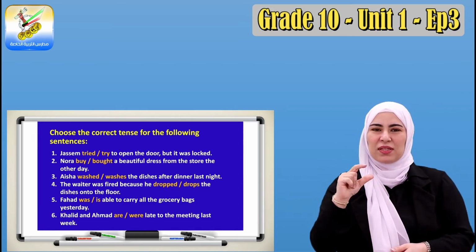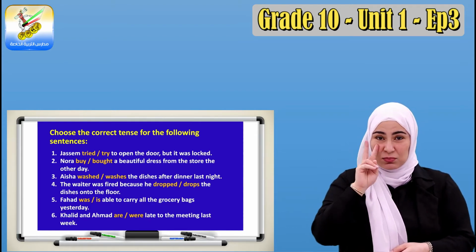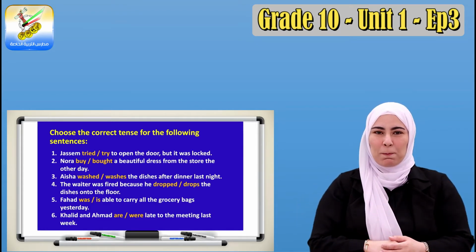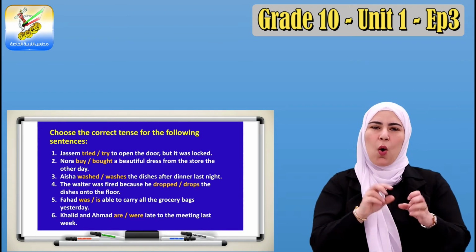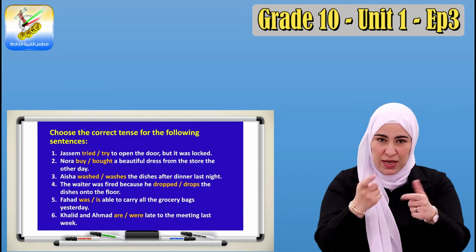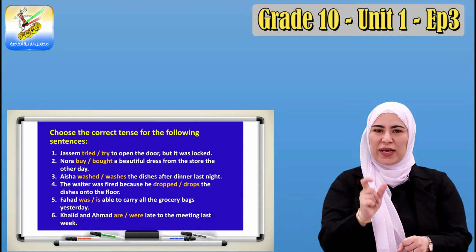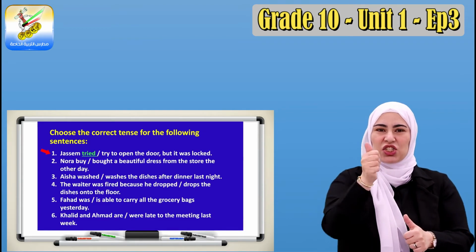Now, when you choose the correct answer, you have to either look for keywords or look at the pronoun, or the subject in the sentence to choose the right word. So pay attention to the tense, the verbs, and the pronouns. Let's take a look at the answers. 1. Jassim tried. If you got it right, well done.